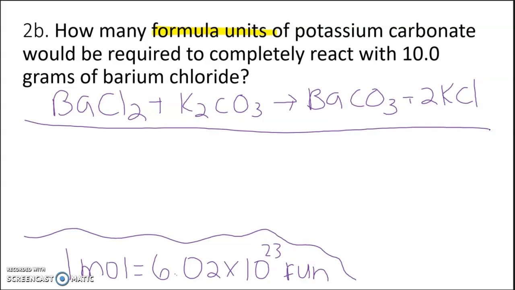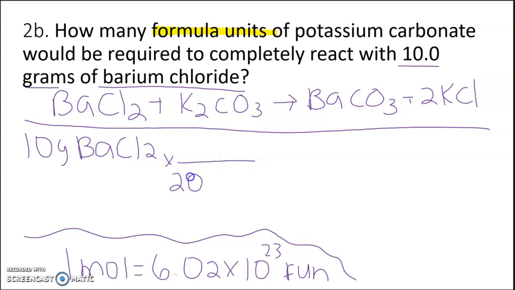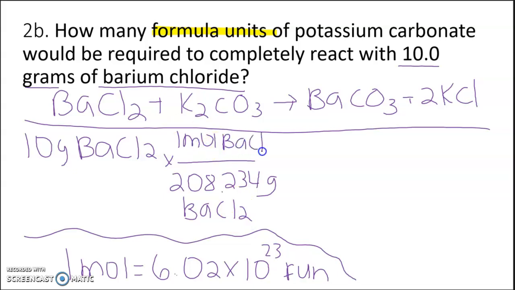So, this problem, we start with 10 grams barium chloride, 10 grams BaCl2. So this is going to start just like our other problem. We're going to use our molar mass and go to moles. 208.234 grams barium chloride are in 1 mole barium chloride. And then we're looking for formula units of potassium carbonate, that is the K2CO3. So now I'm at moles. I've gotten rid of my gram unit.